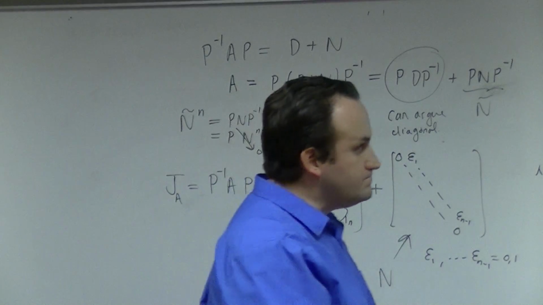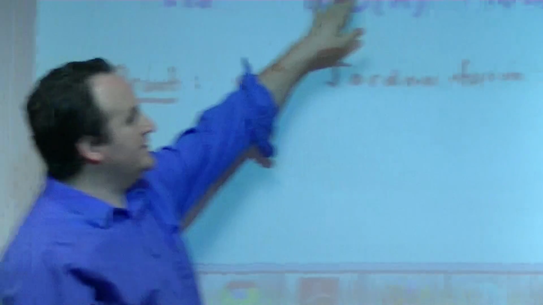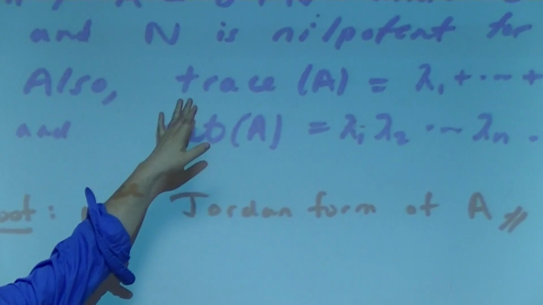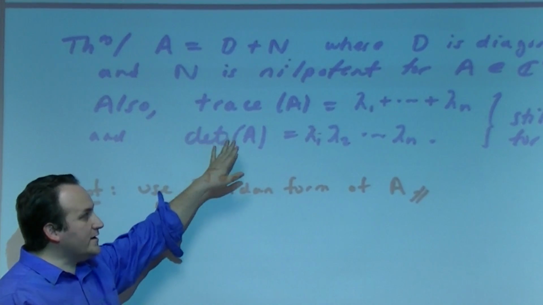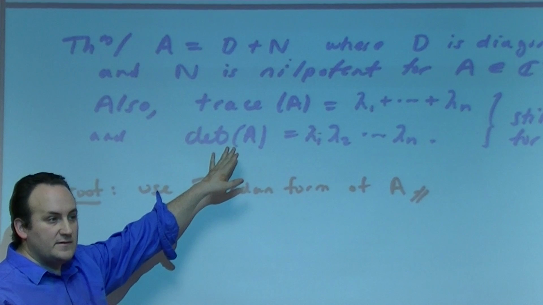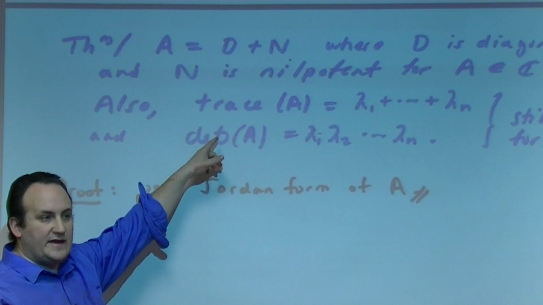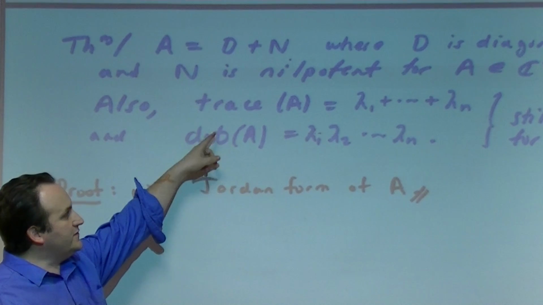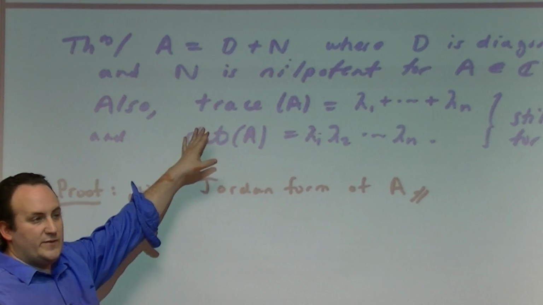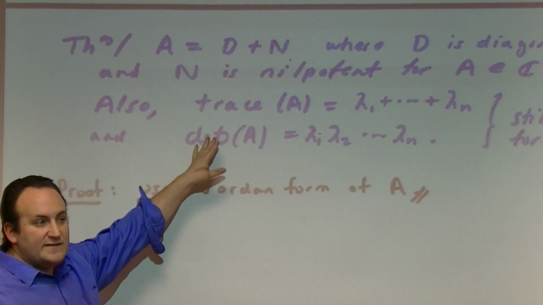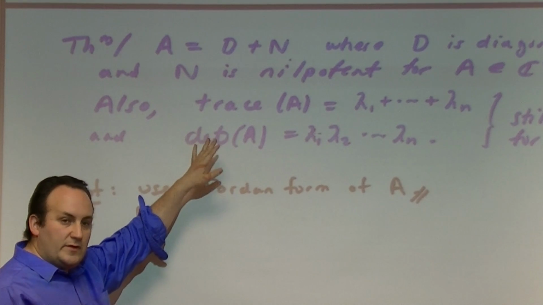Okay, so the other thing I want you to see is it is trivial to see why the trace of a matrix is the sum of the eigenvalues, and why the determinant of a matrix is the product of the eigenvalues, given the Jordan form. These are also easy to prove if the matrix is diagonalizable, right? But how do you know the trace is the sum of the eigenvalues? Use the Jordan form. Jordan form is similar to A. The trace is invariant under a similarity transformation. We proved this before. The determinant is invariant under similarity transformation.